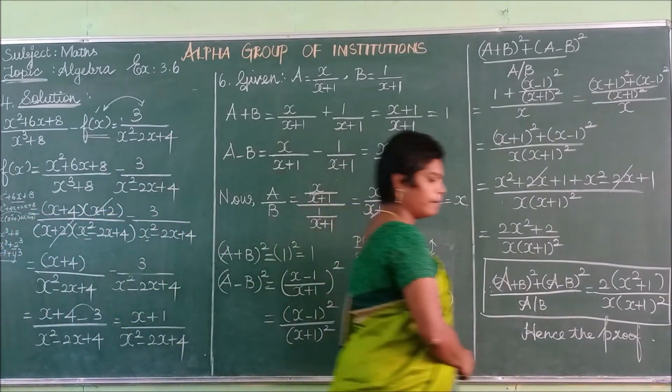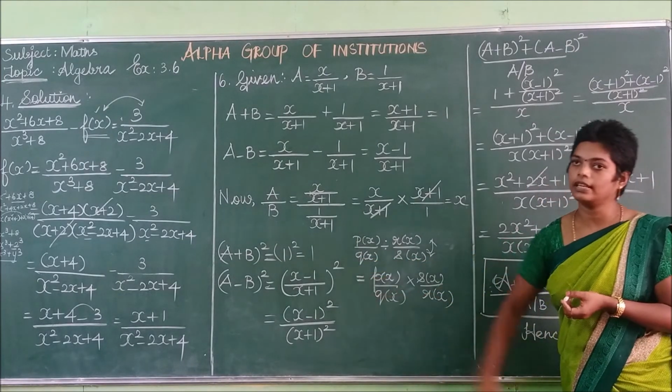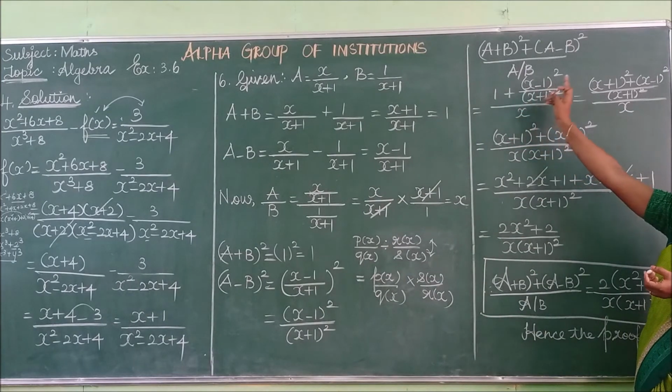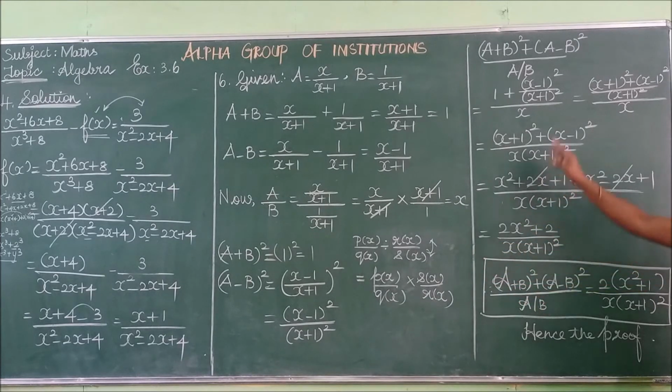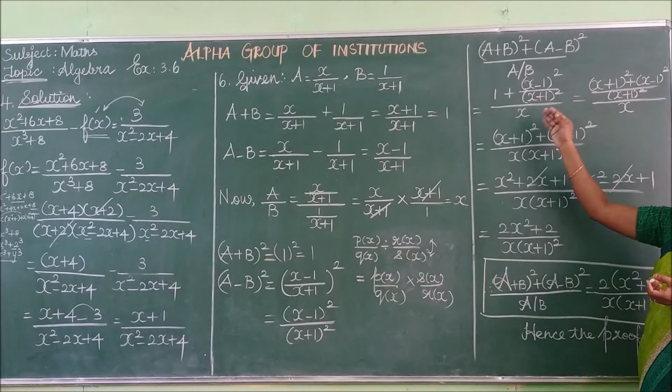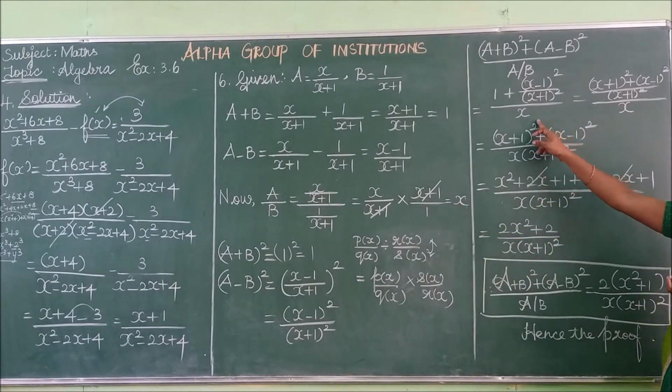Let's move on to the next step. So our next step is (a + b)² + (a − b)² divided by a by b. So this one we have to do. For that, we can apply the known values. We have already found out the values for each and everything. So (a + b)² is 1, so you can put the 1. Then (a − b)² is (x − 1)² divided by (x + 1)², you can write that value also. Divided by the denominator. What is the a by b value? The a by b value is x, so you can put that x.